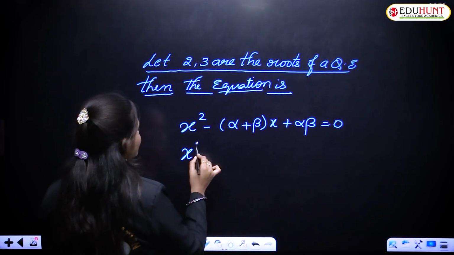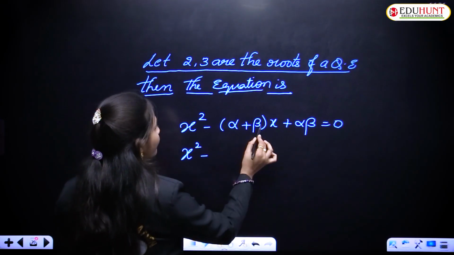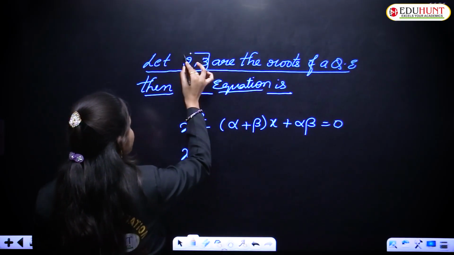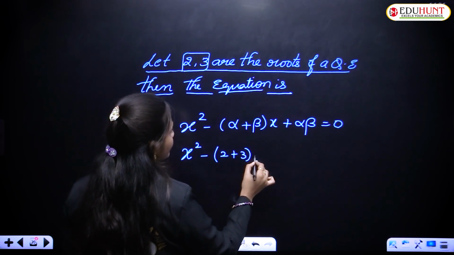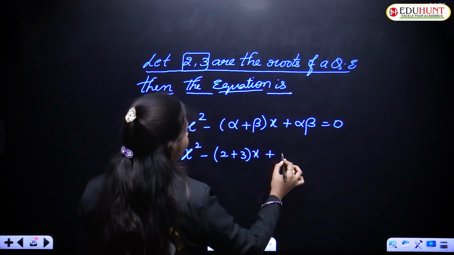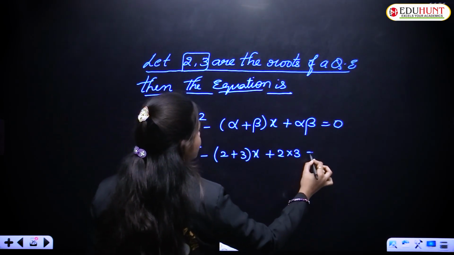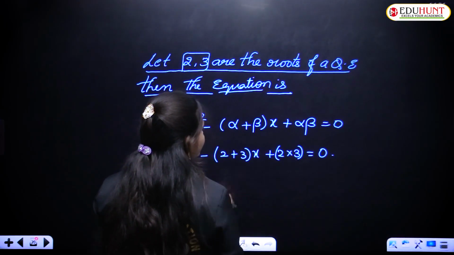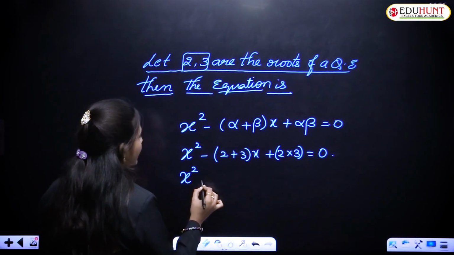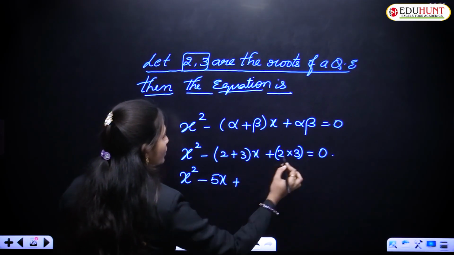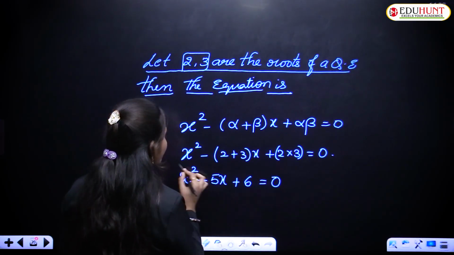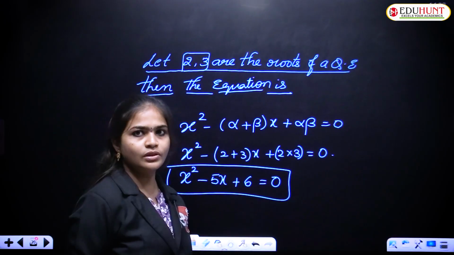So here x square minus (alpha plus beta) into x plus alpha beta. Alpha plus beta means 2, 3, which they have given. So 2 plus 3 into x plus alpha beta, 2 into 3, is equal to 0. Understand? So x square minus (2 plus 3 is equal to 5)x plus 2 into 3 is equal to 6, which is equal to 0. So this is the equation.